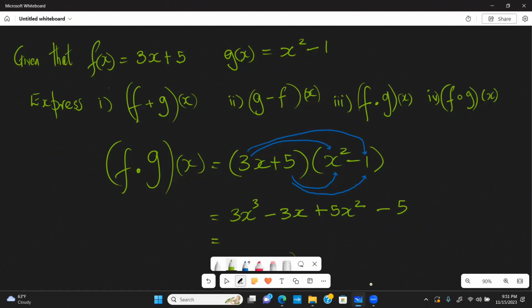I'm going to arrange this in standard form. So I'll have 3x to the third plus 5x squared minus 3x minus 5. All right, and that is the expression for this idea right there. Let's take a look at the other one.